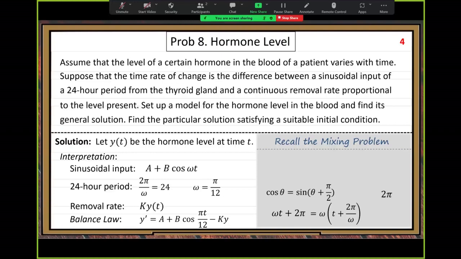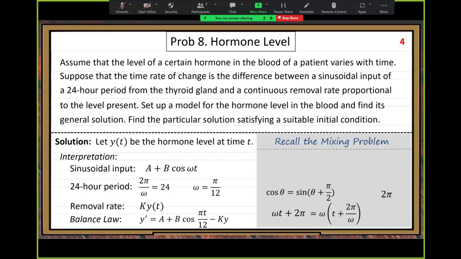Inside the parenthesis, we get t plus 2 pi over omega. This is the new period after we factor omega out. So this new period, based on the question, is 24 hours. So we have 2 pi over omega equals 24 hours, all right? So then we find omega equals pi over 12.